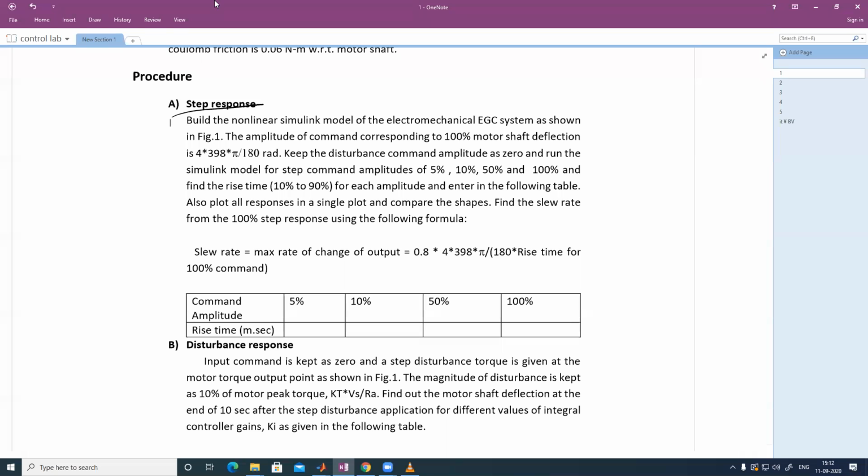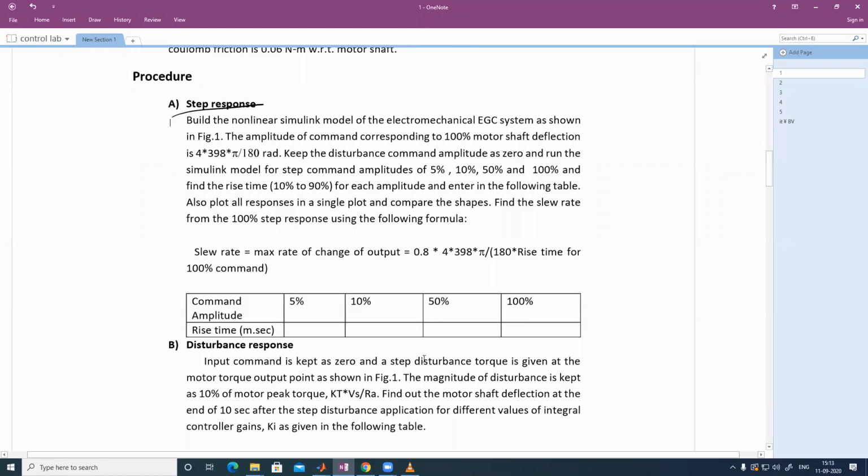Yes, sir. What is the difference between linear step response and non-linear step response? Did you fall asleep? I don't know, sir.